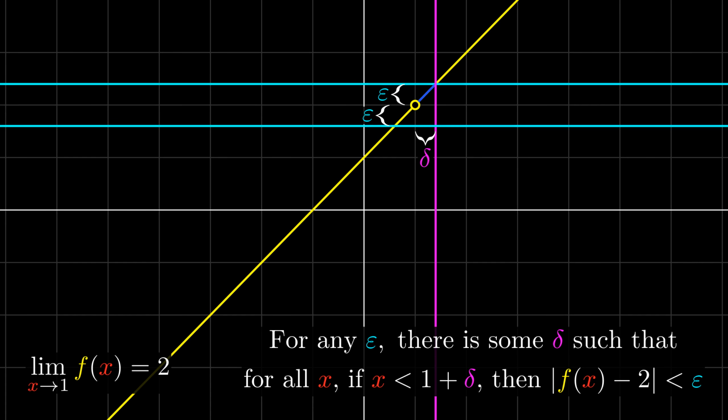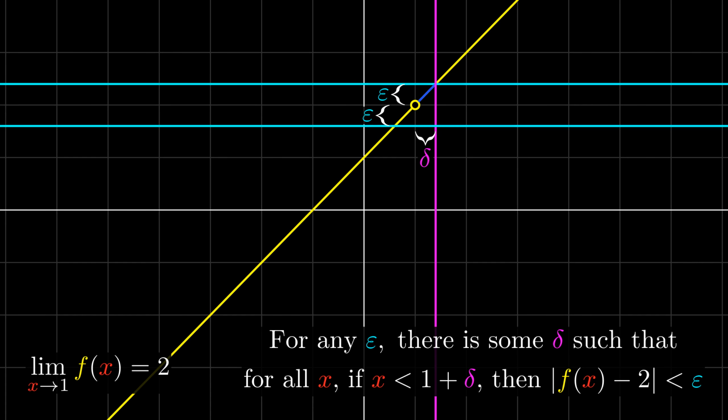The absolute value of the difference of two numbers can be interpreted as the distance between those numbers. Thus, what we are saying is that the distance between f of x and 2 must be less than epsilon, which is what the picture here shows. That solves one issue with the definition.